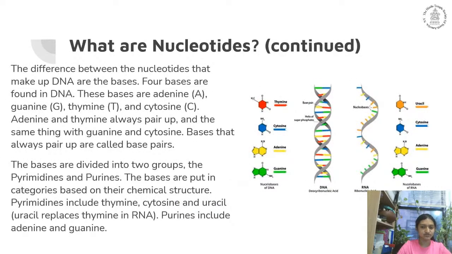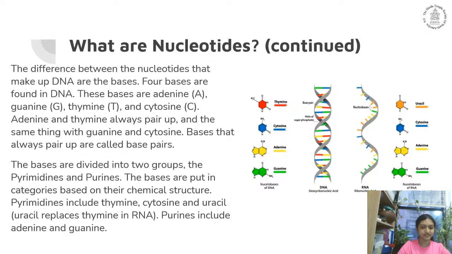The difference between nucleotides that make up DNA are the bases. 4 bases are found in DNA. These bases are adenine, guanine, thymine, and cytosine. Adenine and guanine always pair up, and the same thing with guanine and cytosine. Bases that always pair up are called base pairs.